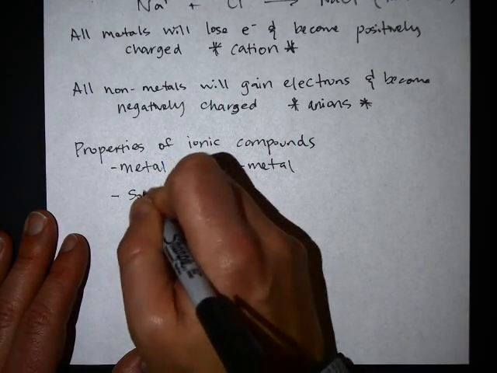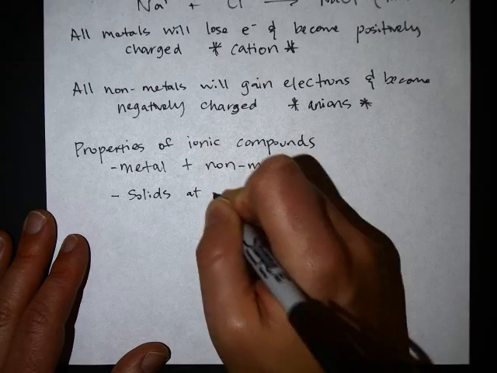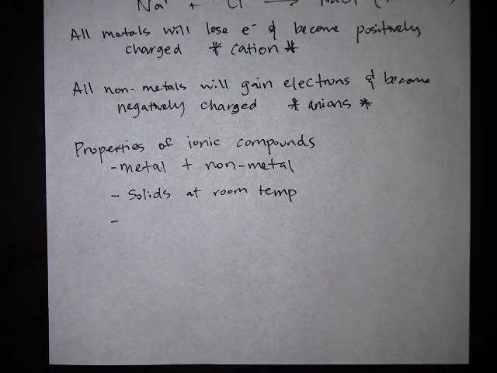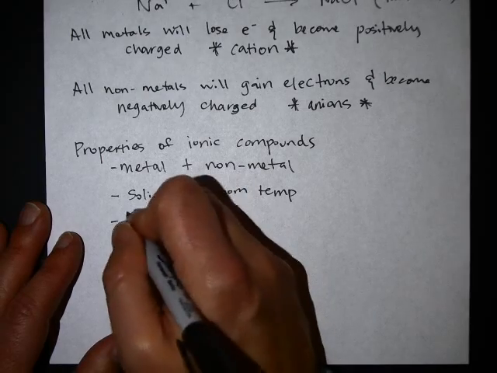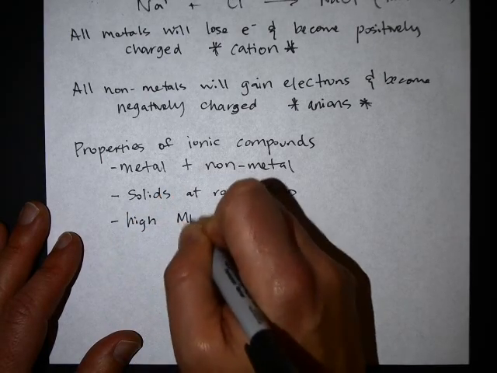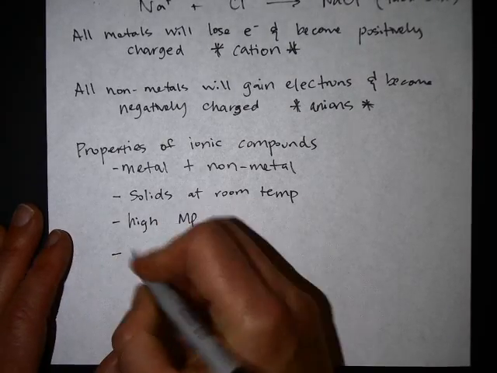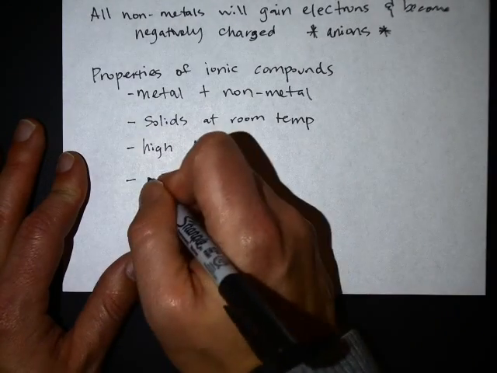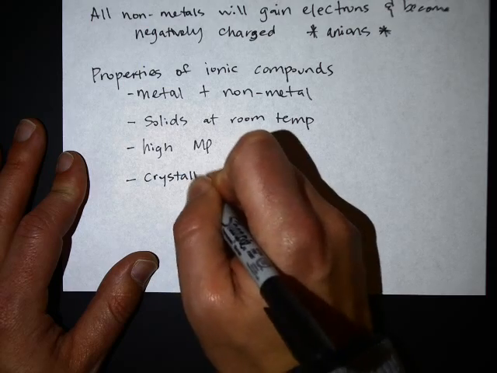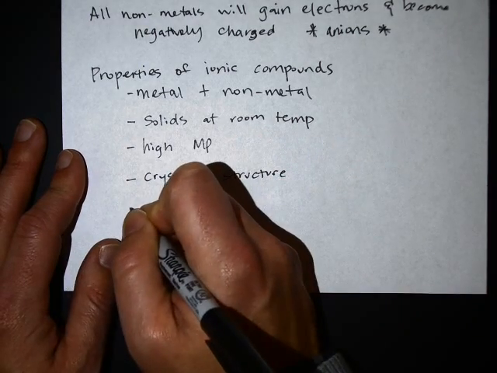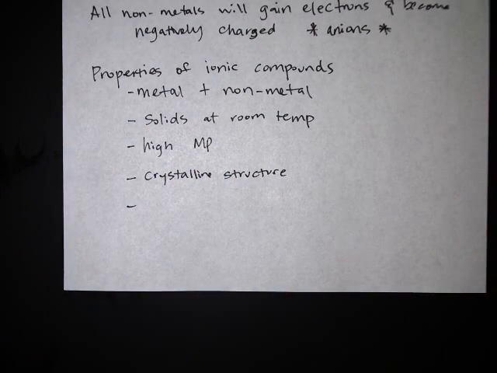They're all solids at room temperature. Have you ever tried melting salt on your stove? It won't happen because salt has a really high melting point. All ionic compounds do. So they have high melting points. They're almost always crystal structures. Usually white, but they don't have to be, but salt's a pretty good example.